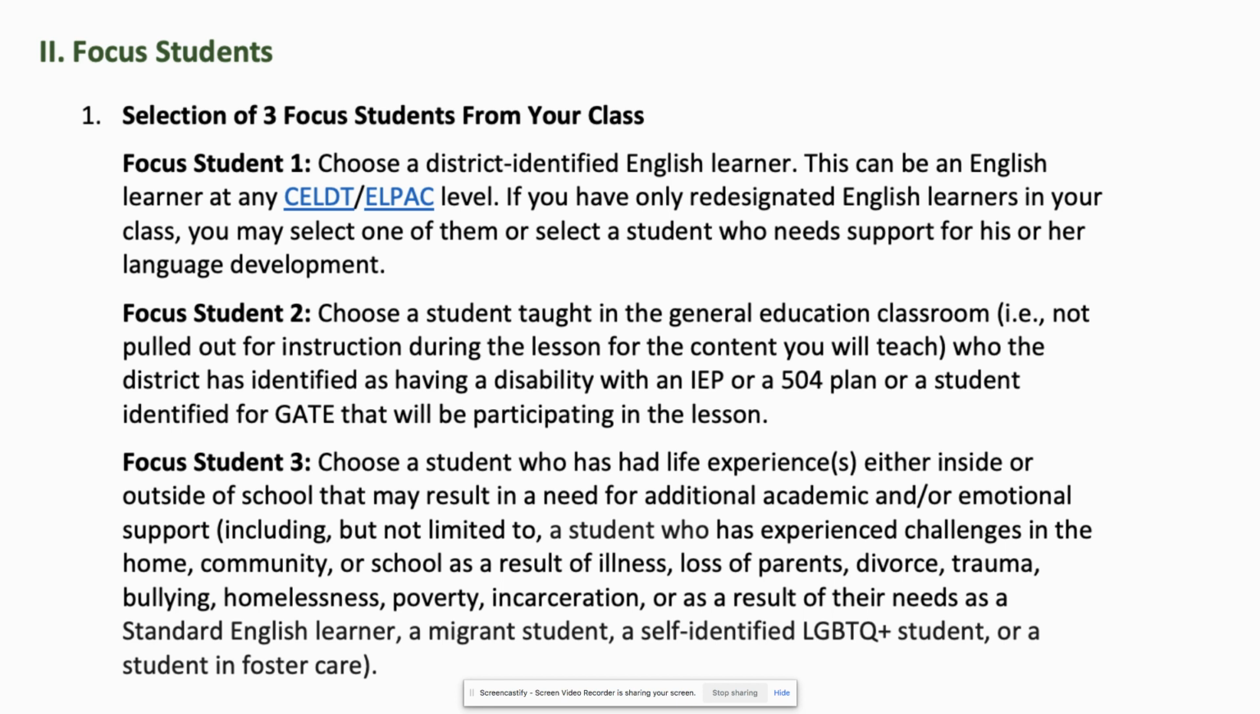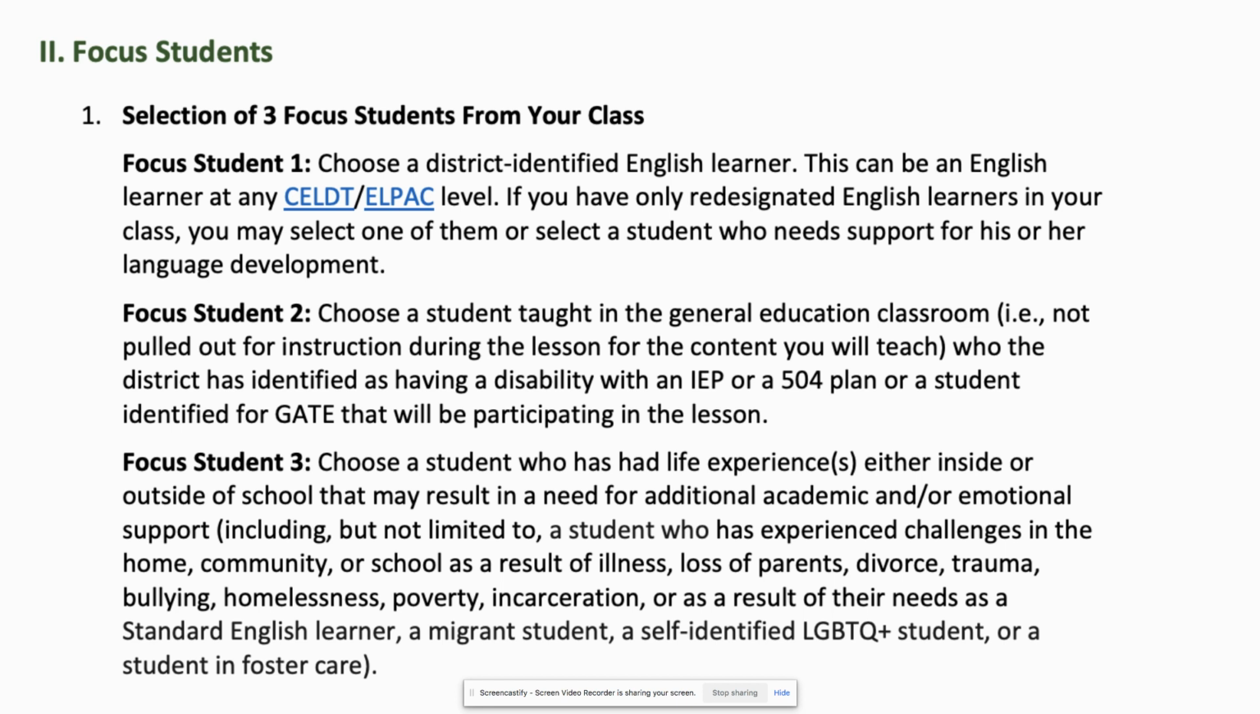Now, Cal TPA is very specific about who your focus student should be. Your focus student number 1 should be a district identified English learner. That means this English learner has been identified using an assessment tool such as the CELDT or the ELPAC. So you should be able to take note of their CELDT and ELPAC score and level. If you have a student that's been redesignated, you may also include them as your focus student number 1. You want to be able to tell a narrative about that student, why you've selected them.